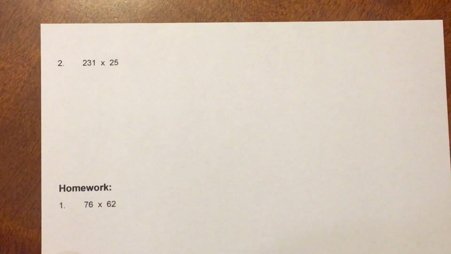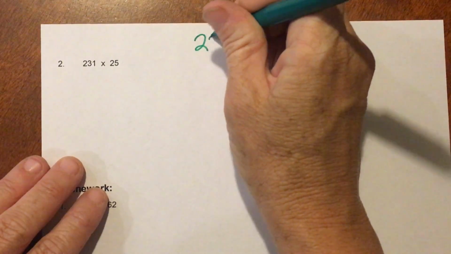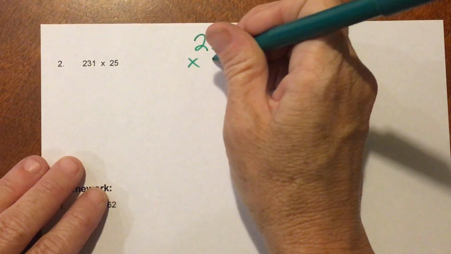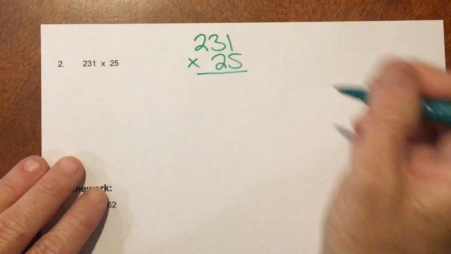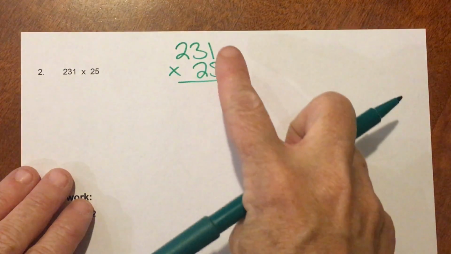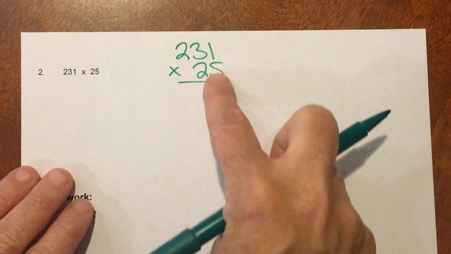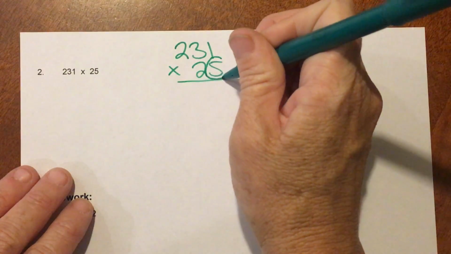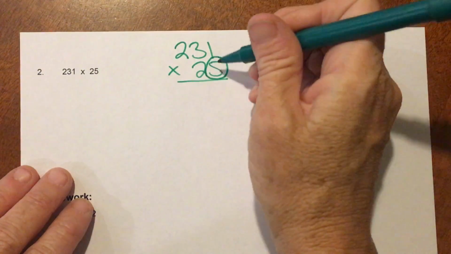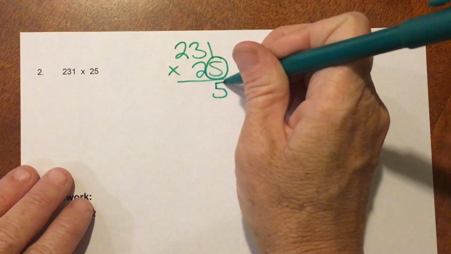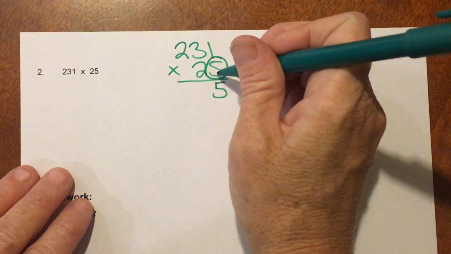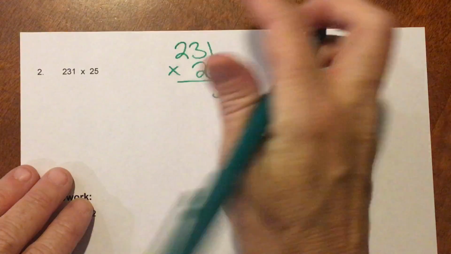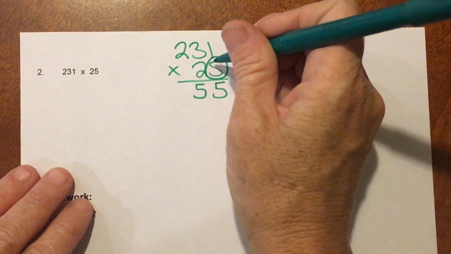This one's a little more challenging because it's going to be a 3-digit by a 2-digit. So we have 231 times 25. Notice how we set it up, that we lined up our last place value. Now I'm ready to start step 2 of multiplying, and I always start here. So 5 times 1 is 5. 5 times 3 is 15, so I put a 5, and I have to carry the 1.